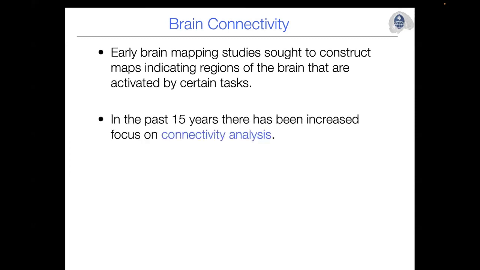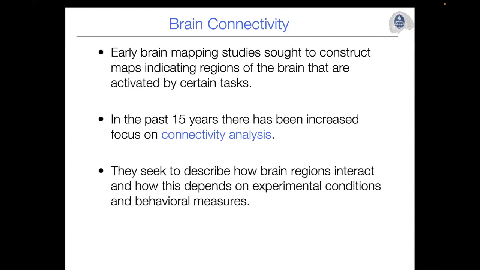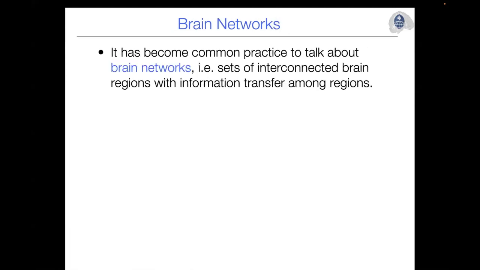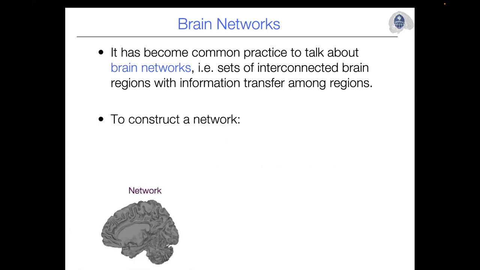And so the idea here is trying to understand how different brain regions interact with each other, and how this interaction depends on either experimental conditions or behavioral measures. And it's really become very common to talk about brain networks. These could be sets of interconnected brain regions that don't have to be spatially adjacent to each other, with some information transfer among the regions.